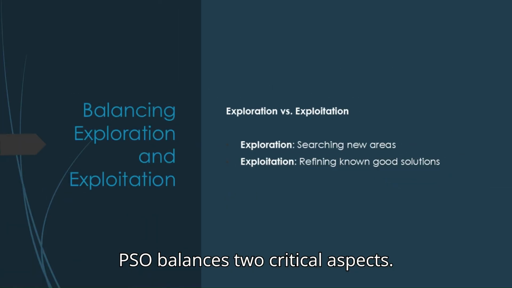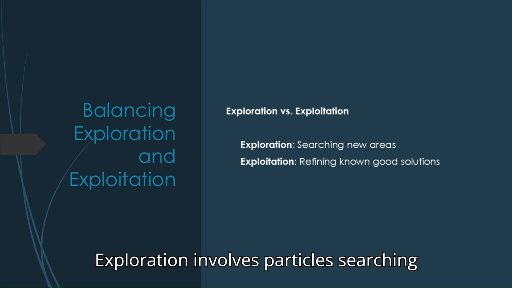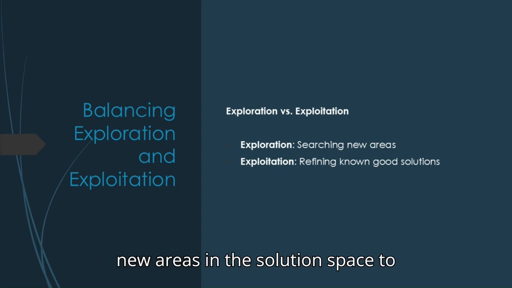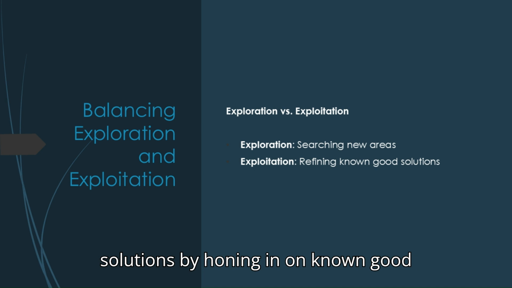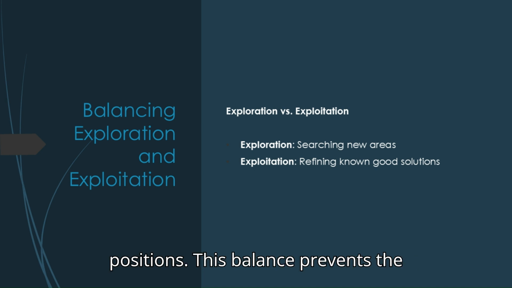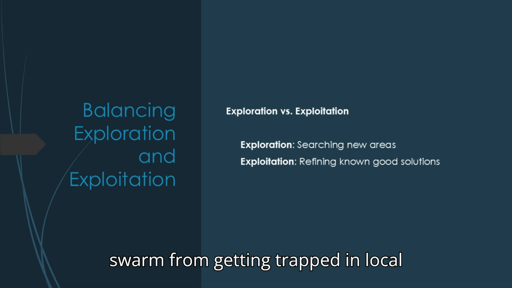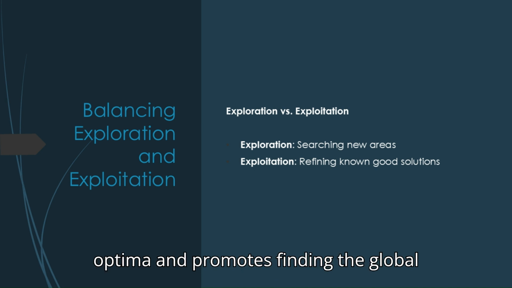PSO balances two critical aspects. Exploration involves particles searching new areas in the solution space to discover potential solutions. Exploitation focuses on refining existing solutions by honing in on known good positions. This balance prevents the swarm from getting trapped in local optima and promotes finding the global optimum.